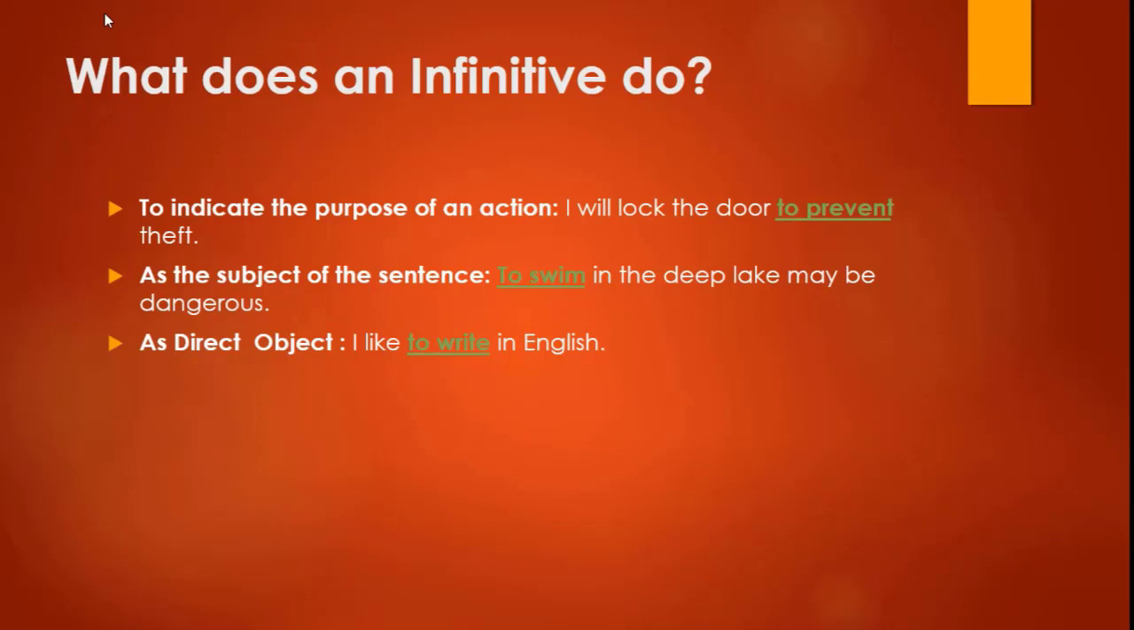Next point is that an infinitive is used as a direct object. For example, I like to write in English. To write is the direct object of the verb like.